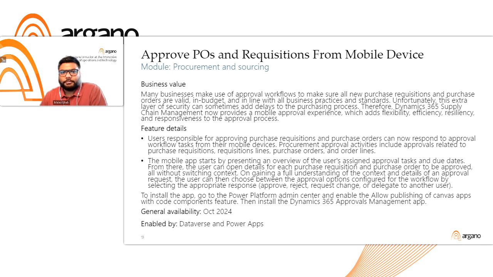Unfortunately, this extra layer of security can sometimes add delays to the purchasing process. Therefore, D365 now provides a mobile approval experience which adds flexibility, efficiency, reliability, and responsiveness to the approval process. With this feature, users responsible for approving purchase requisitions can now respond to approval tasks from their mobile devices. Procurement approval activities include approvals related to purchase requisition lines, purchase orders, and order lines.